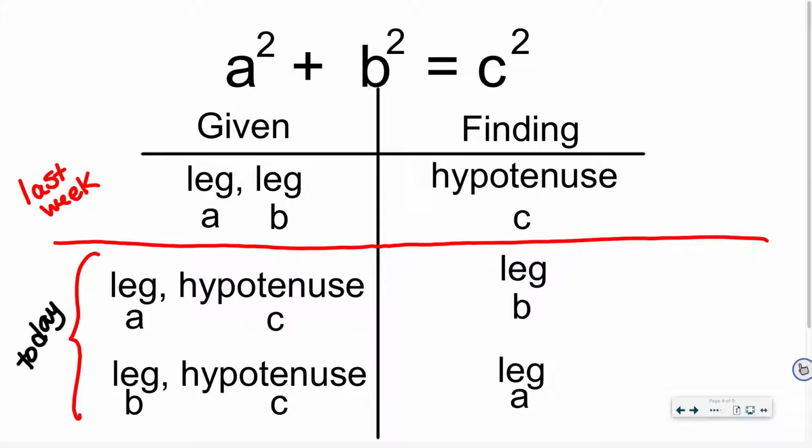While you're working on an example, if you are ever unsure of how to perceive what you have been given, this is a great guide to look back to. Oh, I was given both legs, I'm finding the hypotenuse. I was given one leg, I'm going to find the other leg because I was given the hypotenuse. And you can always draw a little picture.